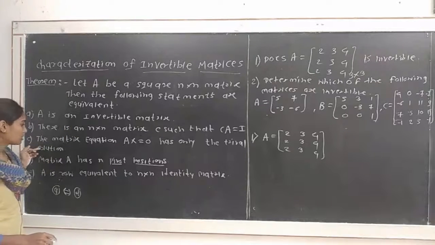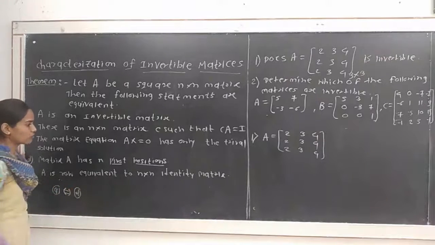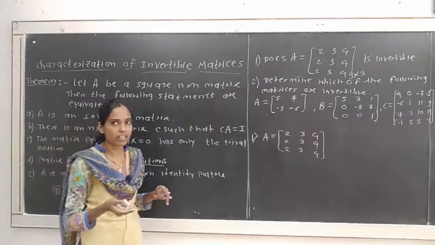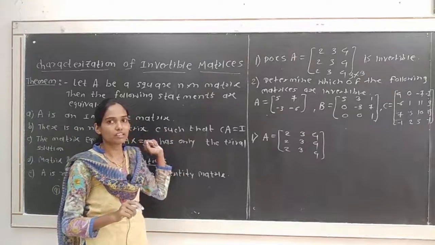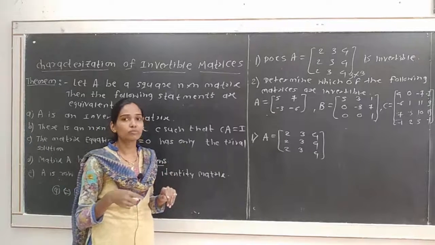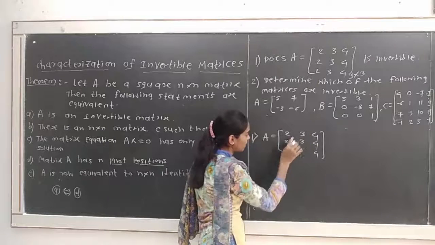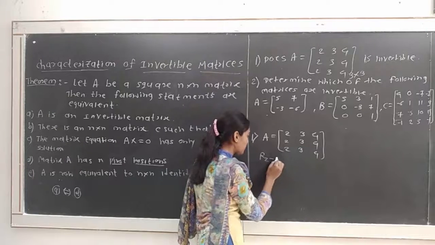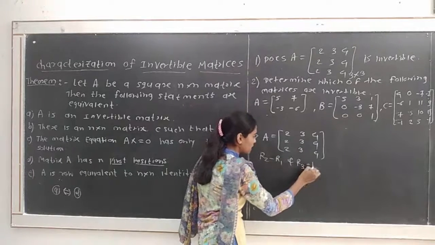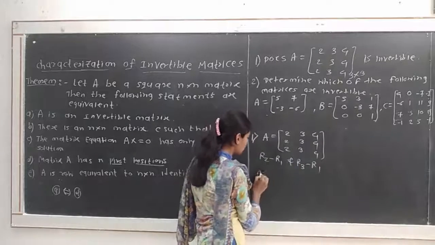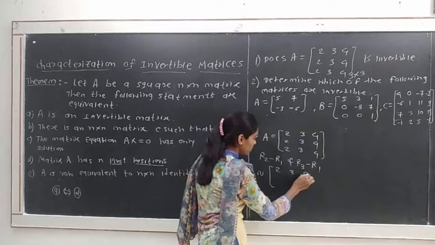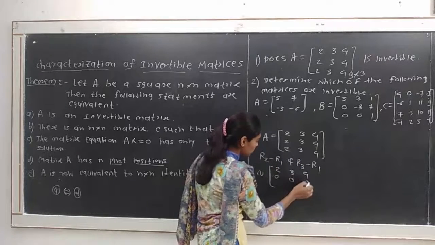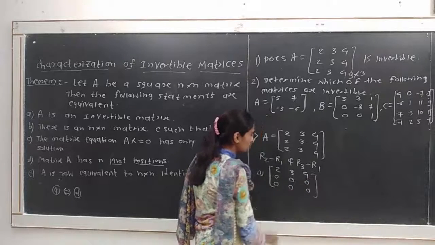Or we can use this also: A is row equivalent to the n cross n identity matrix. If we convert the given matrix A to the identity matrix, then we also say that the given matrix is invertible, but for that we have to apply the row reduction method. So the matrix A will be this. Then we apply the row operations R2 minus R1 and R3 minus R1. So the first row stays as it is, 2, 3, 4, the second row becomes 0, 0, 0, and similarly the third row becomes 0, 0, 0.